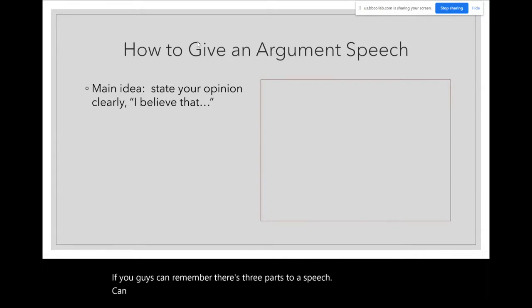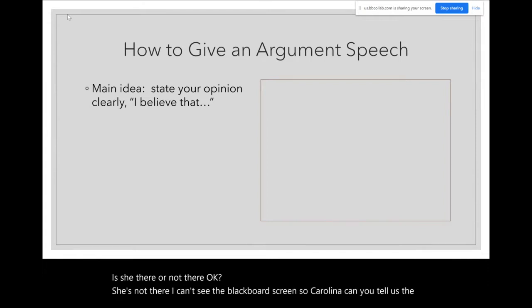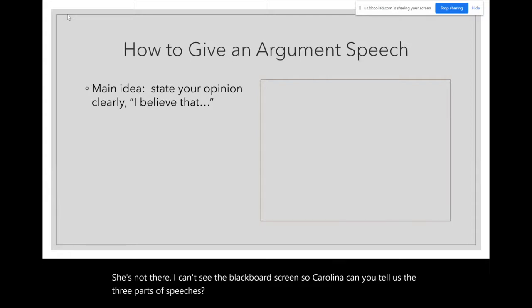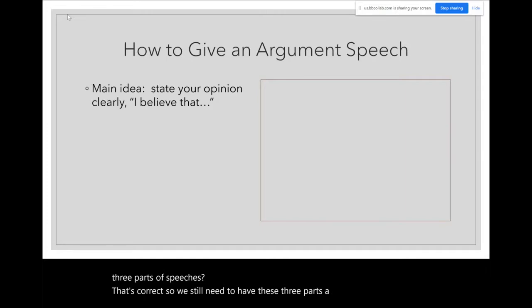Can anybody remember from chapter 1, we talked about the 3 parts of a speech on page 30. Page 30 of chapter 1. Who's in our class? Lucia, what are the 3 parts of a speech? Is she there or not there? Okay. Oh, she's not there? I can't see the blackboard screen. So, Carolina, can you tell us the 3 parts of speeches? Yes, it's main idea, supporting details, and conclusion. That's correct. So we still need to have these 3 parts: a main idea, supporting details, and a conclusion.